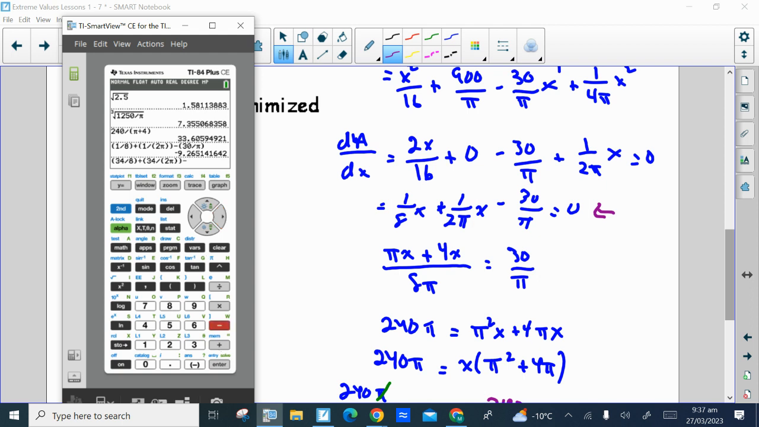Minus 30 over pi. 34. Oh no, 30 pi. Yeah, that's right, because there is no x for that term. It's just 30 over pi, and that gives us a positive decimal.